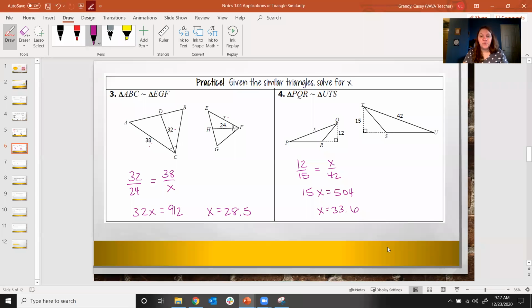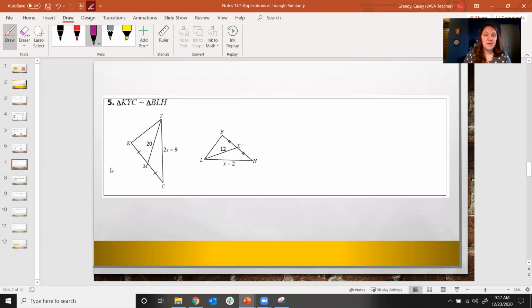Okay, so we know that 12 and 15 correspond to one another, and x and 42 correspond to one another. When we cross multiply, we get 15x equals 504, giving us x equals 33.6. Now, of course, we might see these with expressions. The idea is the same. It's just a few extra algebra steps.